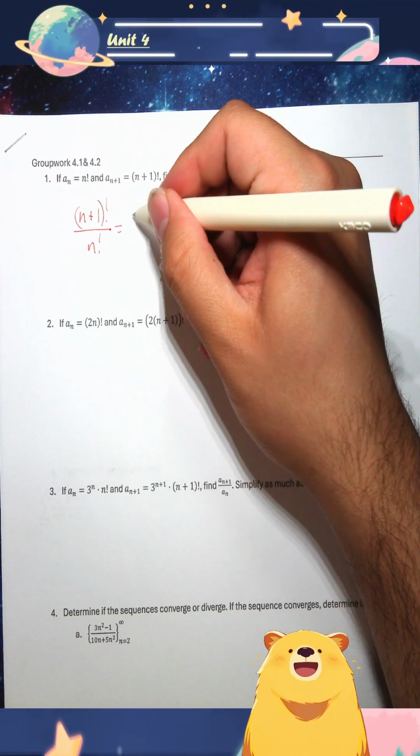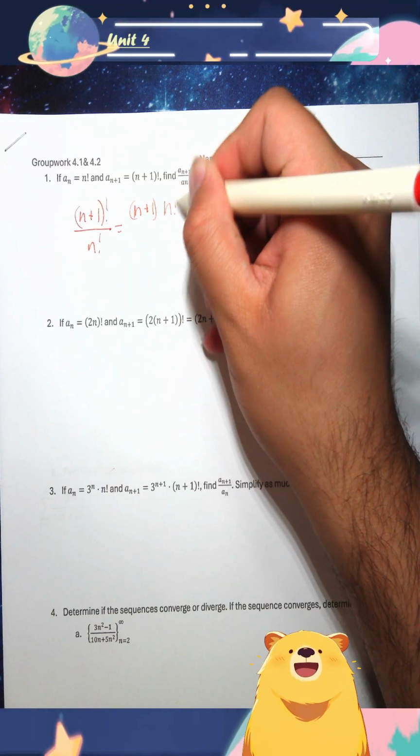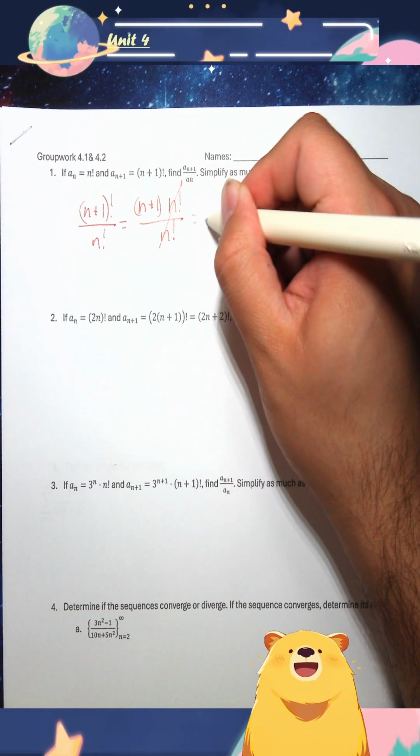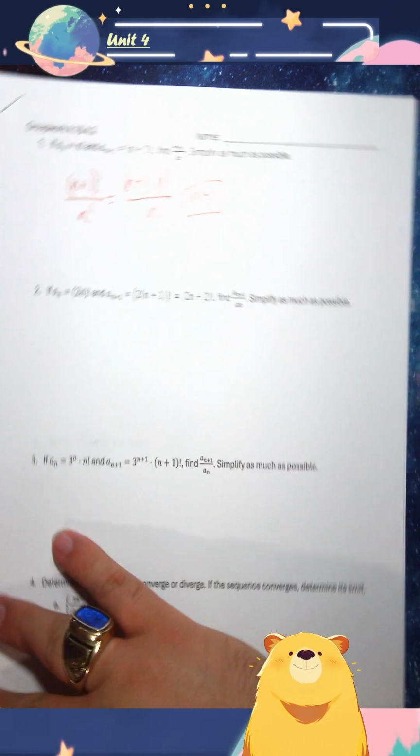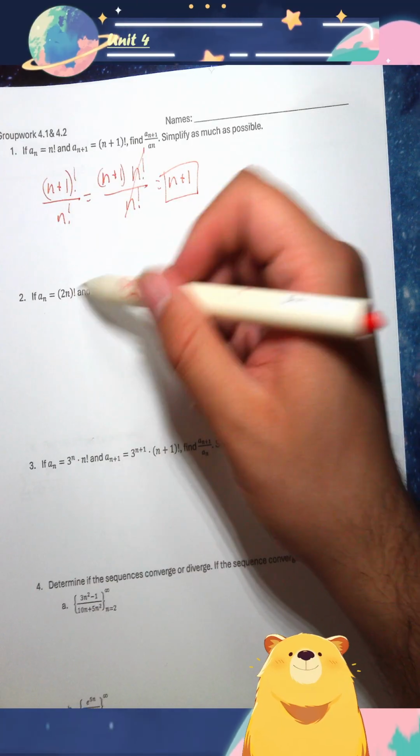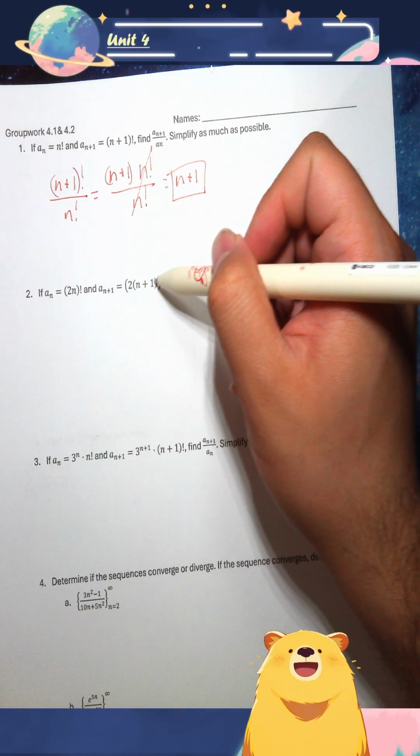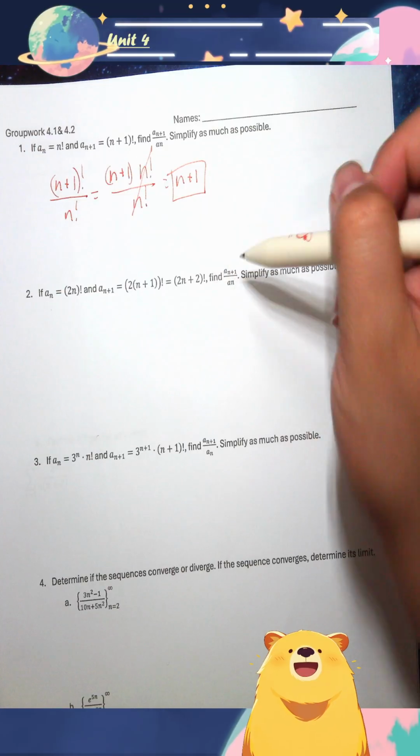From here, it just seems we're going to use that definition of factorial. We expand this a little bit, cancel that out, and you have n plus 1. Then if a_n is (2n) factorial and a_(n+1) is 2 times (n+1) factorial, which is (2n+2) factorial.